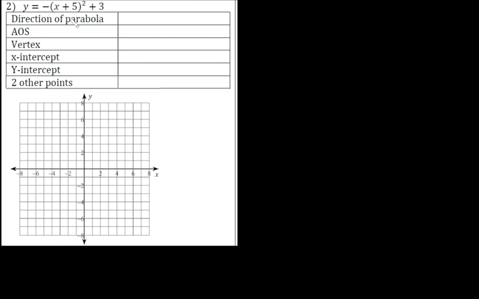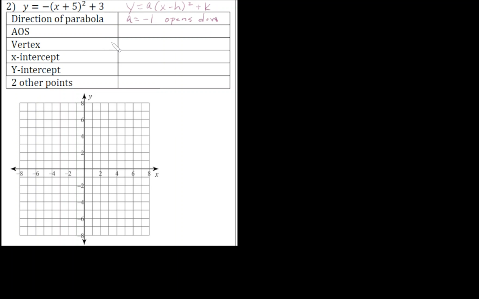You notice that this particular problem is in vertex form, okay? And remember, vertex form is y equals a(x minus h) squared plus k. In vertex form, a equals -1, so that means this opens down.